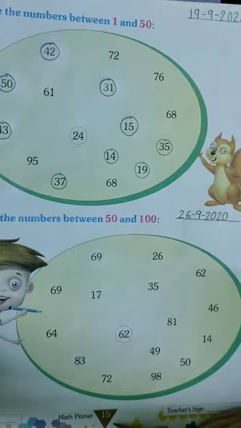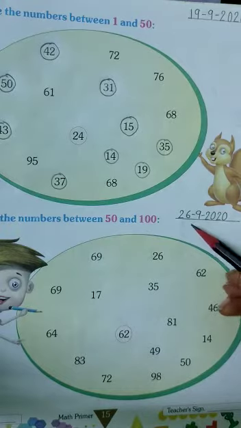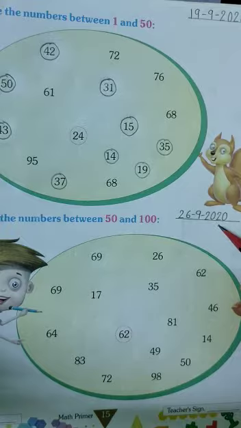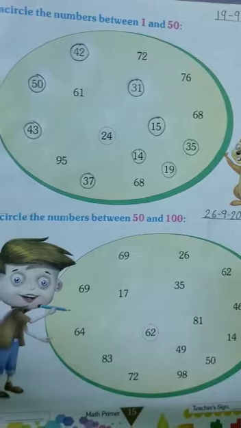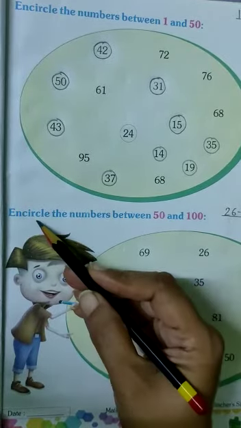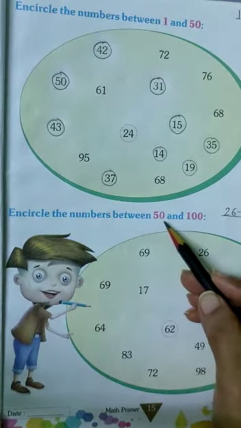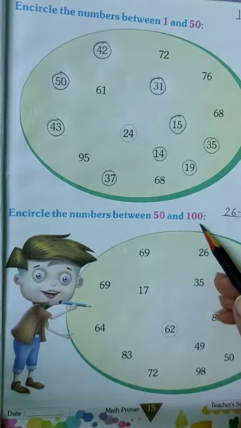Open the page number 15 and write the date here, 26-9-2020, 26th September, and today is Saturday. In today's class, we will encircle the numbers between 50 and 100.